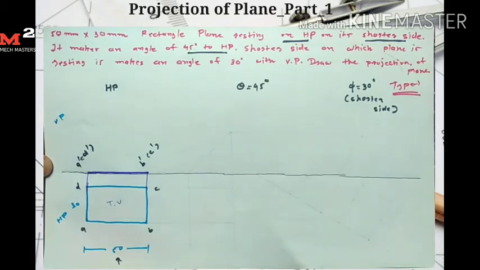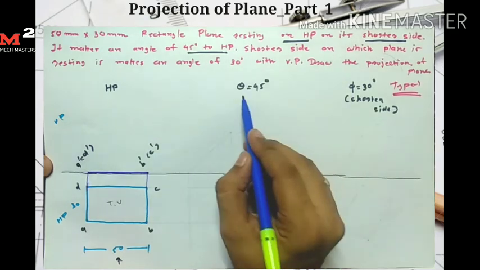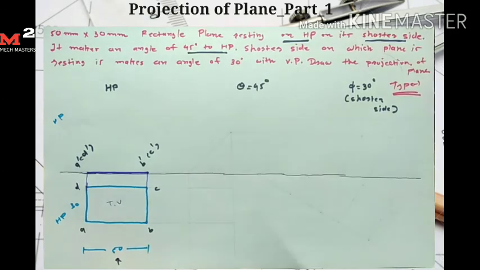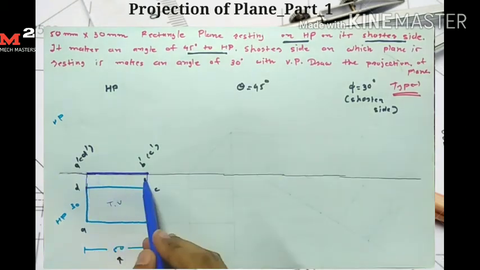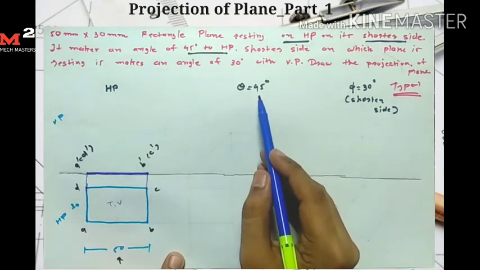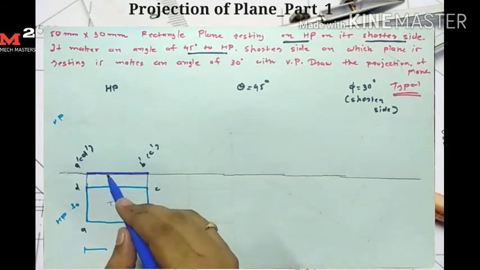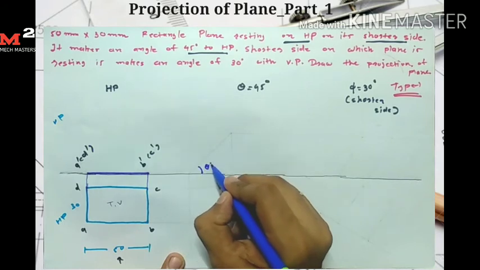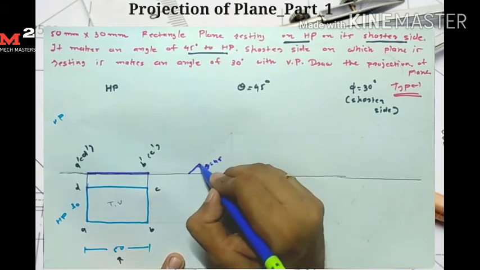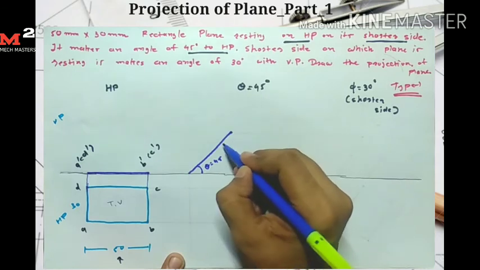Now let's come to the second stage. In the second stage, it is given that the plane makes an angle of 45 degrees with HP. In projection of lines we learned that when the line makes an angle with the horizontal plane, we represent this angle on the vertical plane. So we represent this 45 degree angle on the vertical plane. In the first stage this plane makes an angle of 0 degrees with the horizontal plane. Now this plane makes an angle of 45 degrees, so I simply draw this line at an angle of 45 degrees. Here I take the angle theta equal to 45 degrees and draw the line. The length of the line is equal to 50 mm.